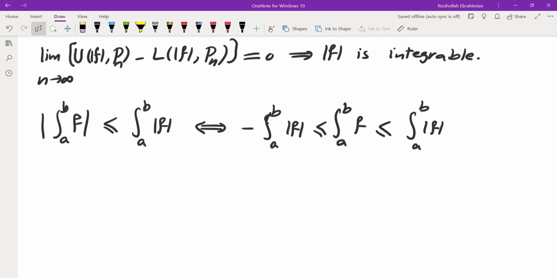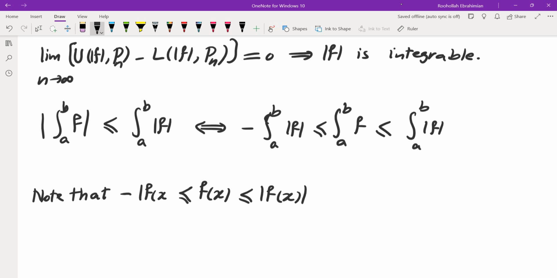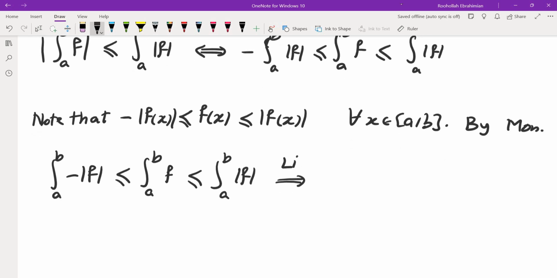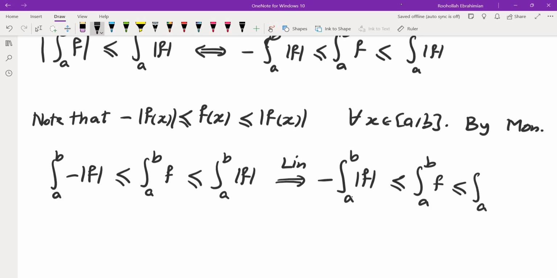Now, we can prove this one by monotonicity. So note that f of x is less than or equal to the absolute value of f of x, and greater than or equal to negative the absolute value of f of x, for all x. By monotonicity, the integral from a to b of negative absolute value of f is less than or equal to the integral from a to b of f, less than or equal to the integral from a to b of the absolute value of f. Now we're going to use linearity. That becomes negative the integral from a to b of the absolute value of f less than or equal to the integral from a to b of f less than or equal to the integral from a to b of the absolute value of f.